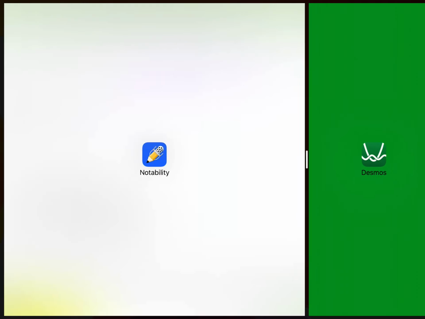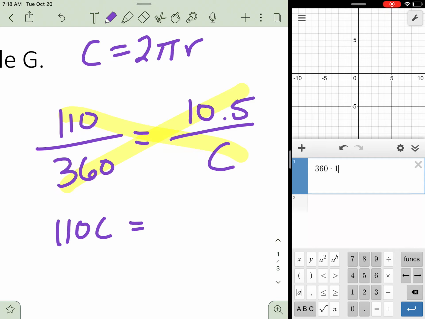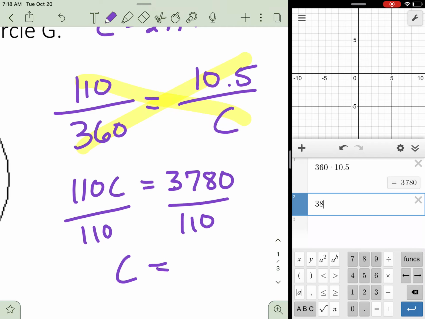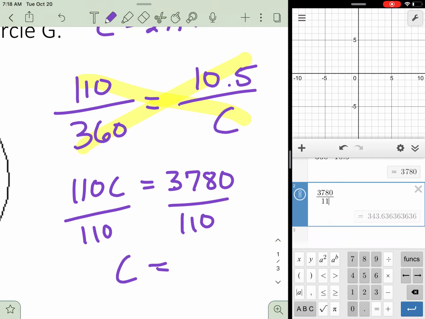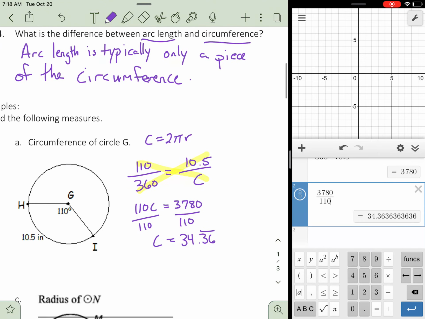You cross multiply. Okay, so you have 110C equals 360 times 10.5, which is 3,780. Okay, divide by 110, divide by 110, and C equals 3,780 divided by 110, 34.36 repeating. Okay, so there you go. That's the circumference of circle G.